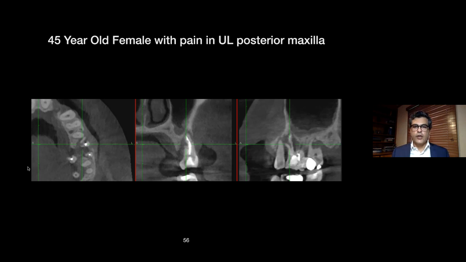And then if you move on to the sagittal view, you can clearly see the vertical fracture where the two fractured segments have frayed, and there is furcation involvement as well. And there is a significant amount of periodontal bone loss, and most likely the inflammation of the sinus mucosa is also a result of this chronic periodontal infection associated with this tooth and the adjacent tooth.